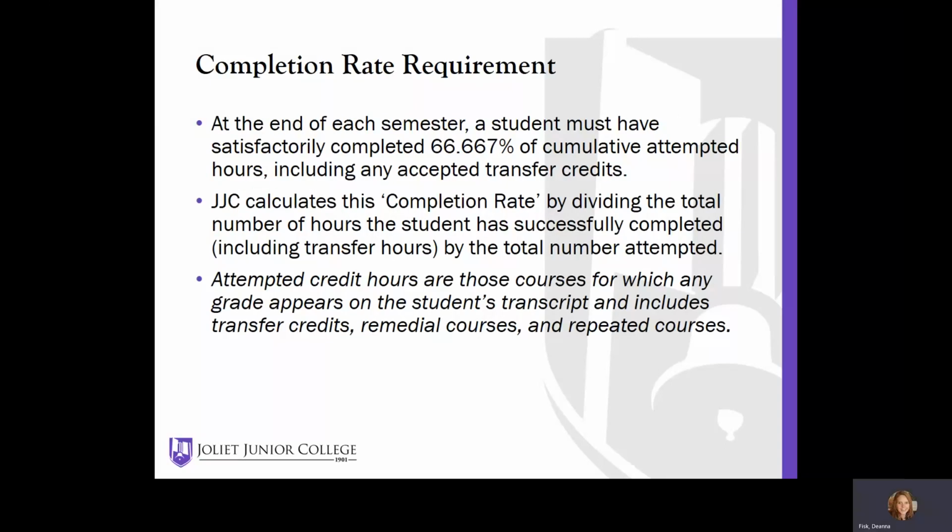The second SAP component is financial aid completion rate. Completion rate is calculated by dividing the total number of completed credit hours by the total number of attempted credit hours. Grades of F, W for withdrawn classes, and I for incomplete classes are considered attempted but not completed and will negatively affect your completion rate. Aim to keep your completion rate above 67% to maintain financial aid eligibility.